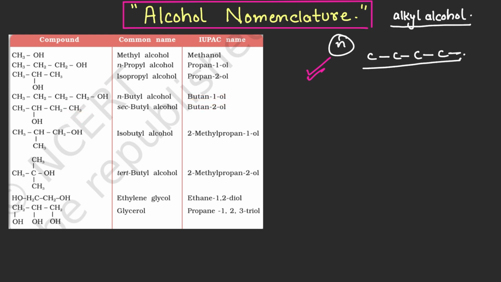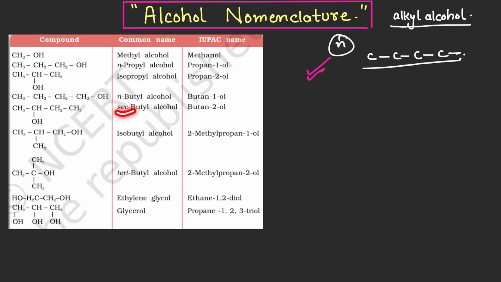And what is the common name? Since it is a linear chain without any branching, I will write N over here, and then butyl alcohol is the name. For this compound, what is the name? For the common name, 4 carbons are there, so I am writing butyl alcohol, clear. But what is the role of sec?